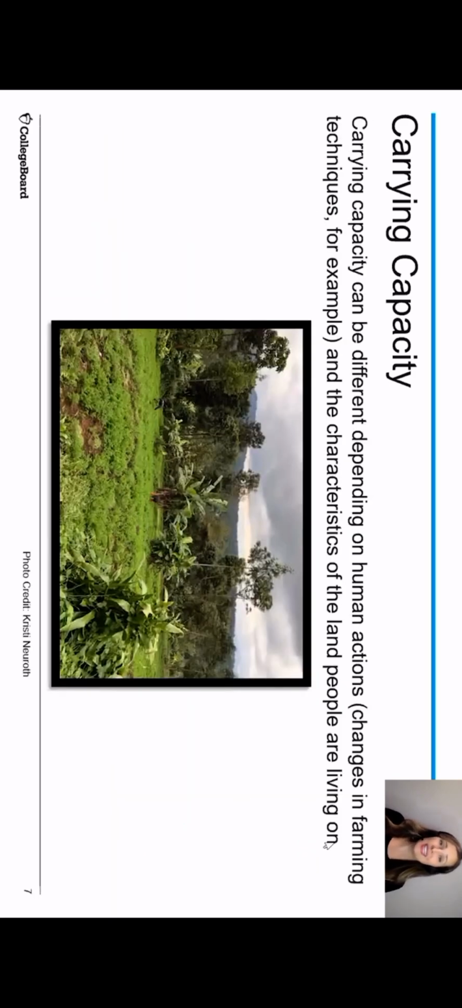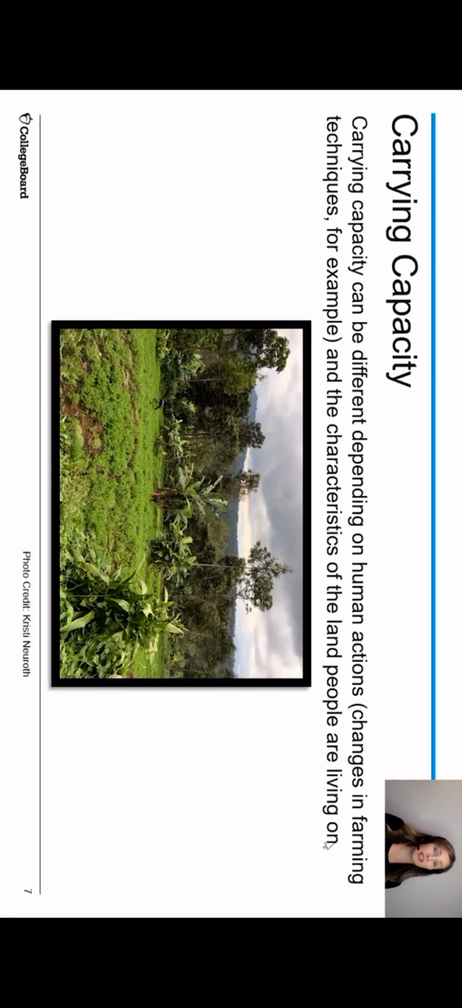Now, carrying capacity is not fixed. Human actions can alter the carrying capacity. So for instance, changes in farming techniques to focusing on more sustainable ways of farming. And not only that, but the differences or changes in the land that people are living on.